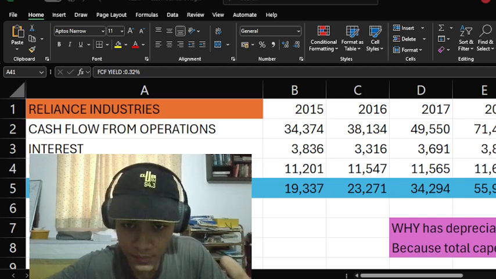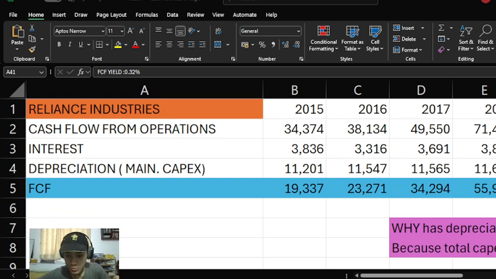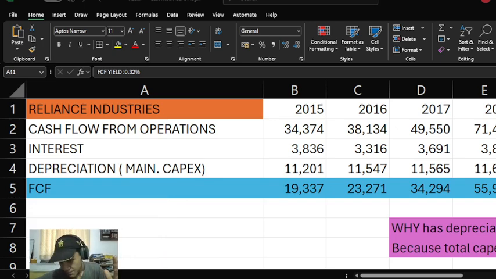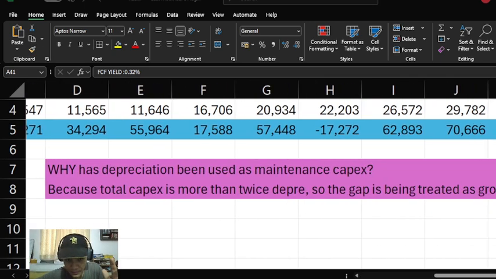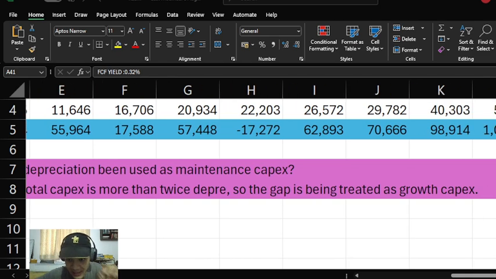All right. Then for maintenance capex, we are taking depreciation as maintenance capex for Reliance. Now you may be wondering why, since depreciation is a non-cash expense. In the explanation I've given here, the depreciation has been used as maintenance capex because the total capital expenditure of Reliance Industries is more than twice depreciation. So the gap is being treated as growth capex.